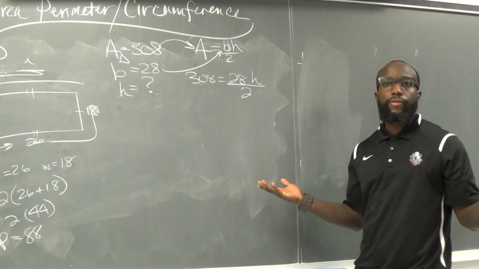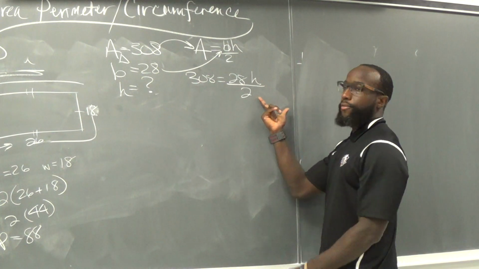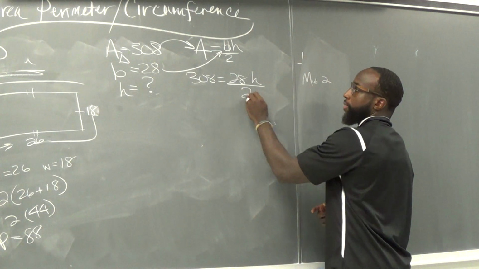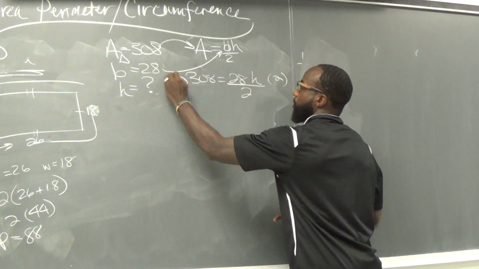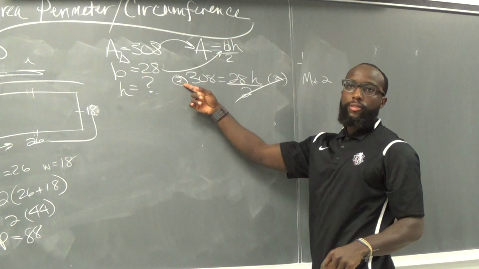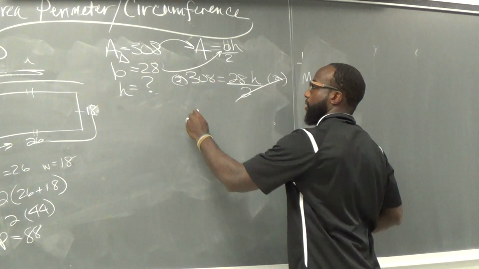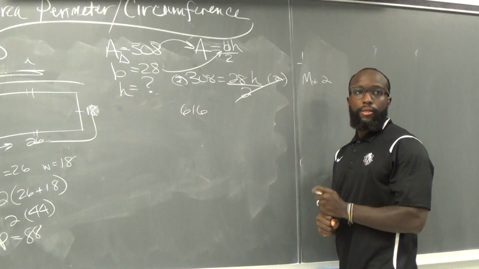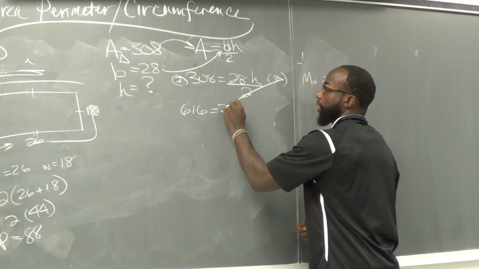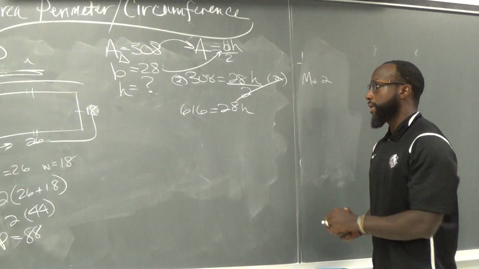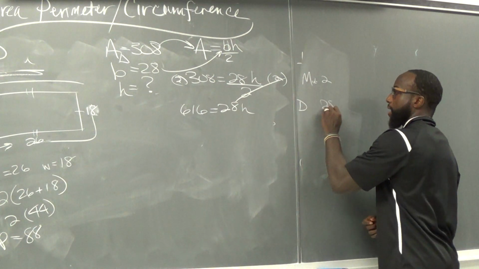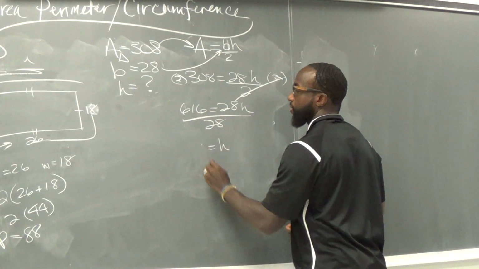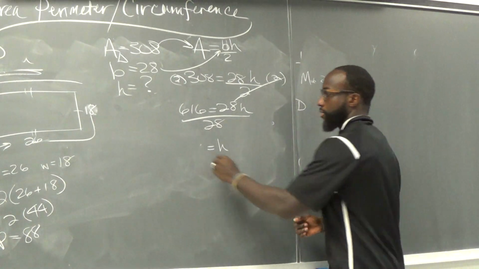All right. Then we solve. So the first thing we got to do is get rid of this 2. So we're going to multiply by 2, times 2, times 2. 2 times 308 is 616. We got that? 616 equals 28h. Then you got to divide by 28. So h equals 22.